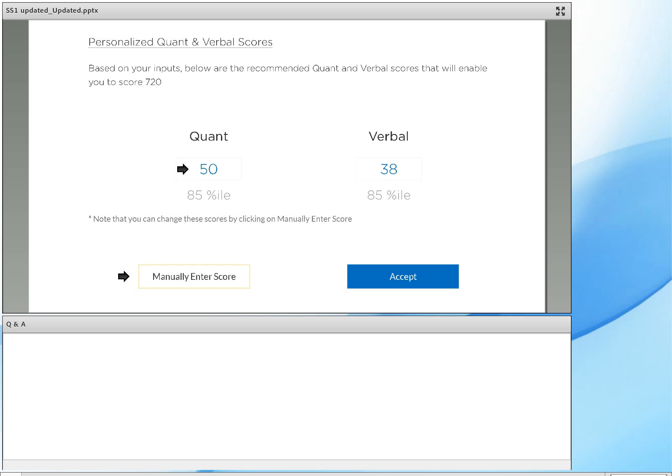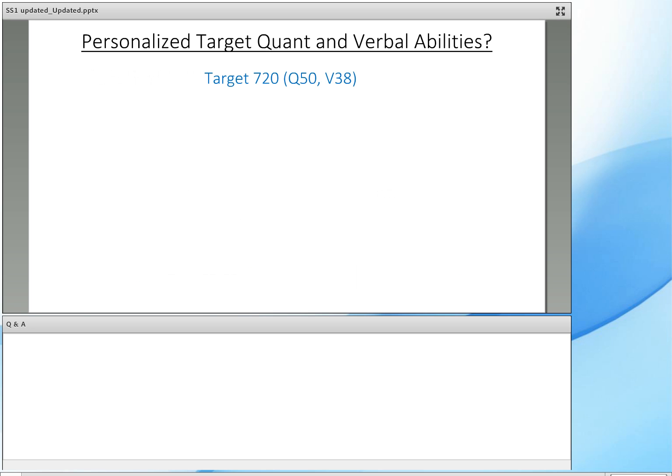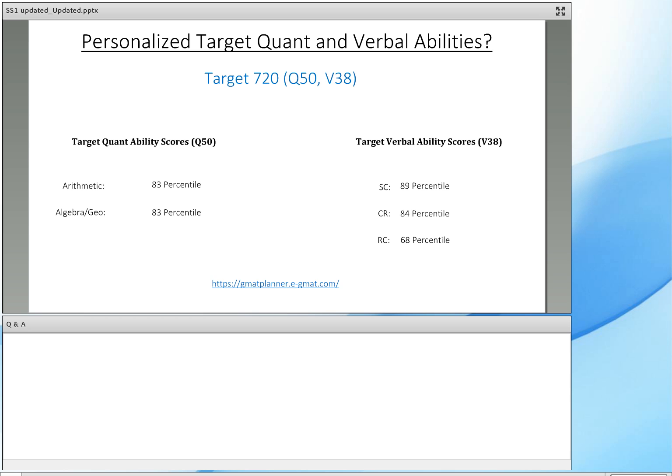So now that you have a target quant and a target verbal score, you still need to figure out how you would get to that Q50 or a V30, because you don't study quant or verbal, you study number properties, you study word problems, you study sentence correction. And it then breaks down that Q50 and V30 into your arithmetic, algebra and geometry abilities, and on the verbal side, the corresponding abilities. Now, this is one combination of abilities that can lead to the target quant and target verbal scores, and it gives you the flexibility to decide which combination is best for you. And again, given your starting abilities, it can provide really excellent recommendations as well.